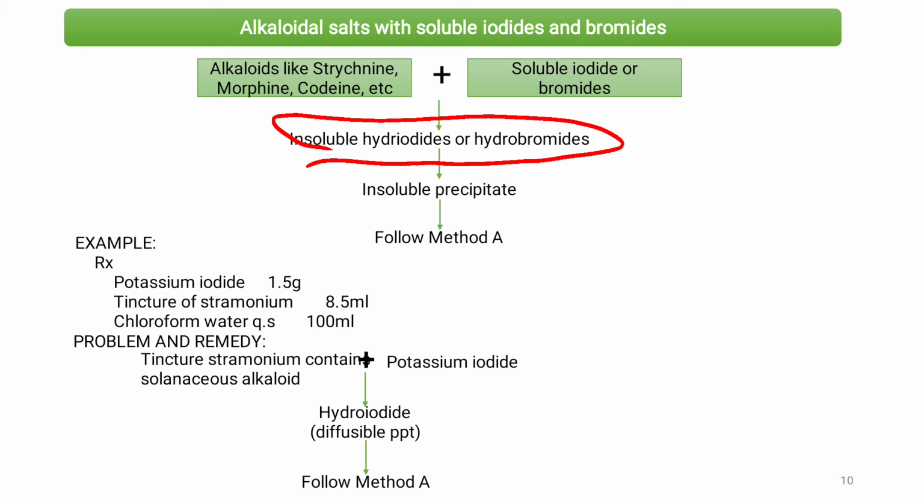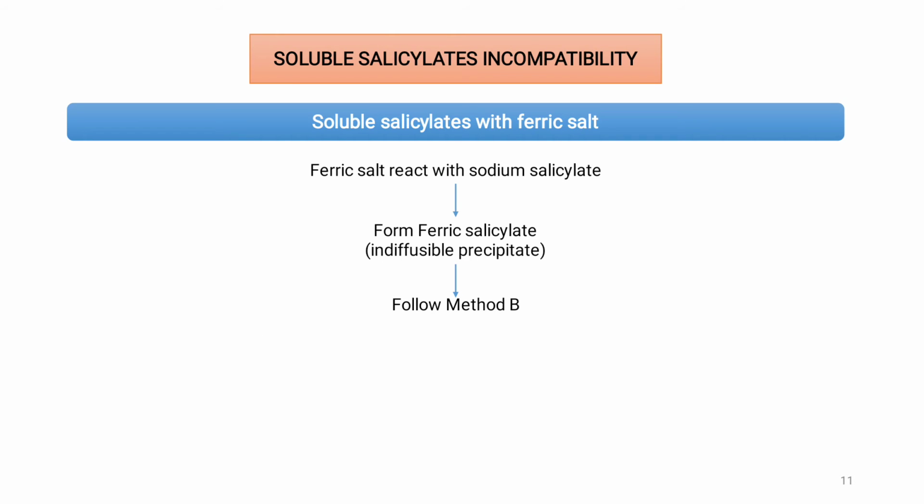For example, potassium iodide 1.5 gram, tincture of stramonium 8.5 ml, chloroform water QS 100 ml. Here the problem is tincture stramonium. This tincture stramonium contains solanaceous alkaloid. This solanaceous alkaloid reacts with the potassium iodide, then forms hydroiodide. These hydroiodides are diffusible precipitate. So, we can follow method A for dispensing the formulation. Okay. These are about the alkaloidal incompatibility.